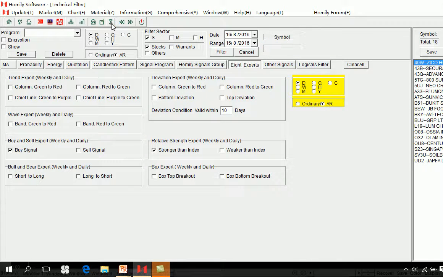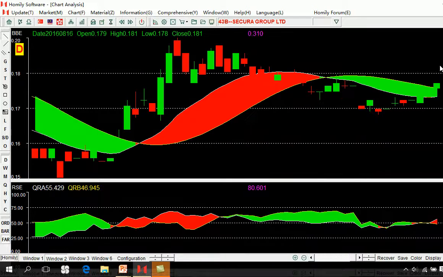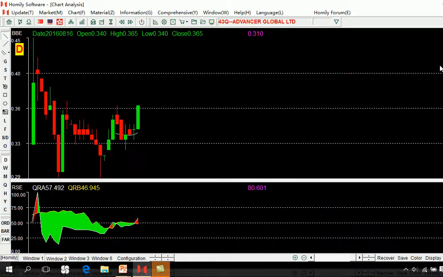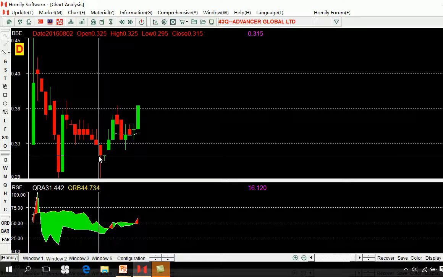Okay. So this one is for stronger than index. If you think this share is little and you want to find more stocks, you can delete this condition and only click this one. Then you can find which one is better among these stocks. So maybe this one is better, right? This one is the best among these stocks.